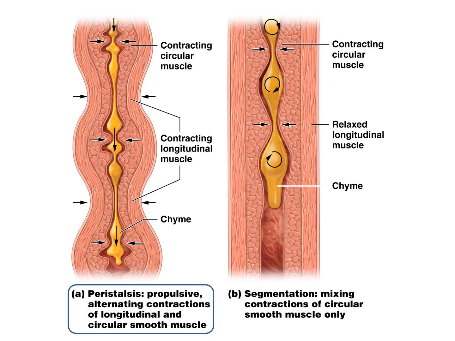Okay, so on the left here is demonstrating peristalsis, showing the alternating contractions of the circular muscle, okay, and contraction of the longitudinal muscle. So the circular muscle will kind of squeeze it here, and the longitudinal muscle will kind of propel it forward.